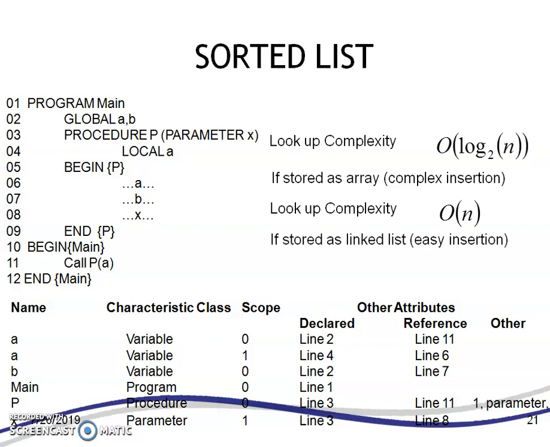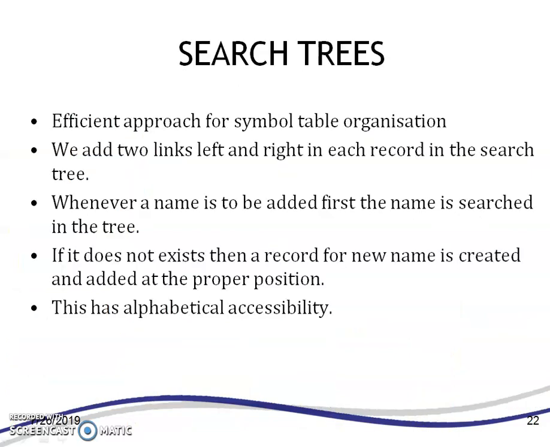Next is the search tree. An efficient approach for symbol table organization is the search tree.